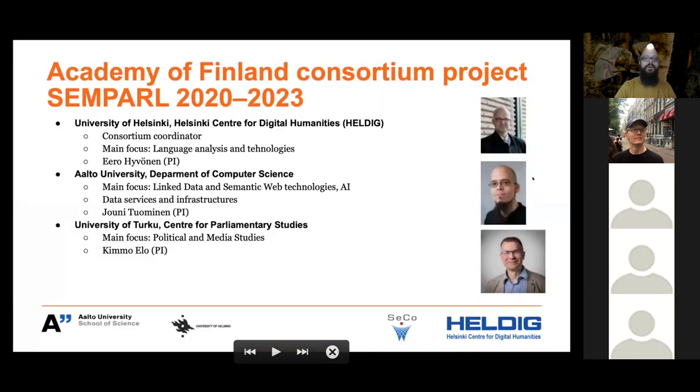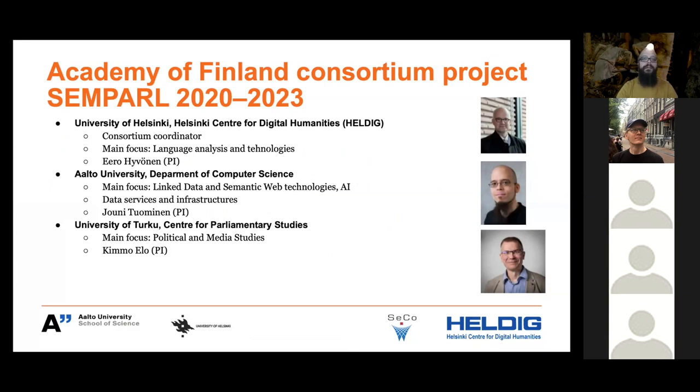So the work on Parliament Sampo started at the beginning of this year, and it lasts for 3 years. So actually there's a mistake, it should be 22. So Sampo is an Academy of Finland DigiHome project. And it's a consulting project. So we have three partners.